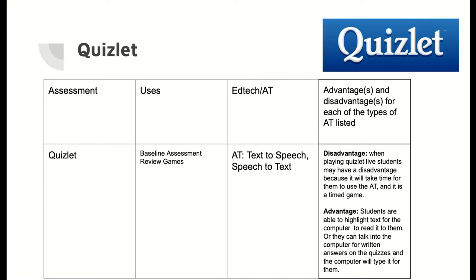Disadvantage would be when playing Quizlet live as a group, students may have a disadvantage because it will take time for them to use the assistive technology, and it may disadvantage them at winning the game. Advantage, students are able to highlight the text for the computer to read it to them, or they can talk into the computer for written answers on the quizzes, and the computer will type it for them.